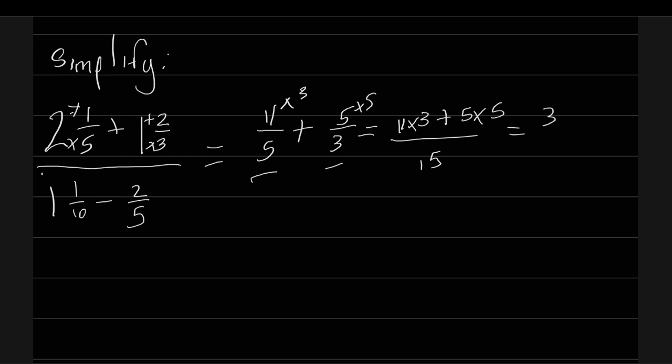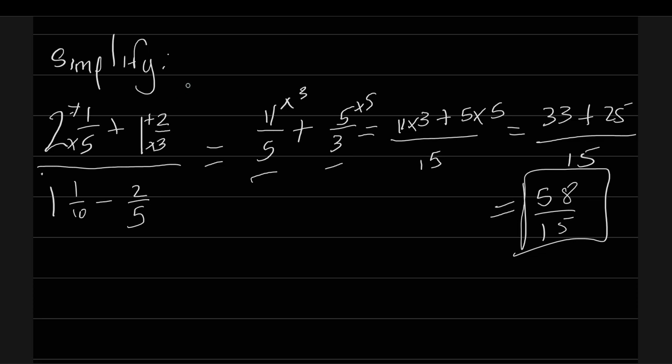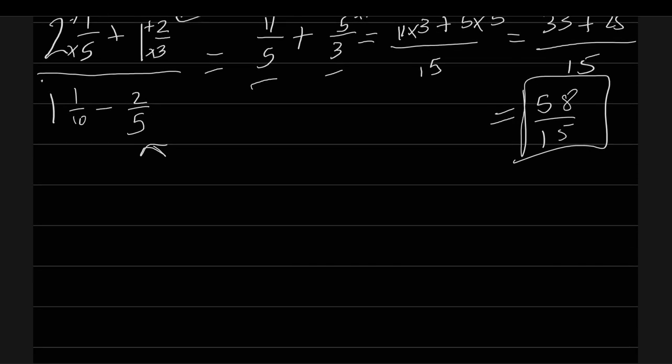11 times 3 gives you 33, plus 5 times 5 gives you 25, over 15. When you work that out, 33 plus 25 gives you 58 over 15, and that is the answer for the top here. And then we just work out the bottom piece now. Let me scroll down a little. So let me work with the bottom piece.